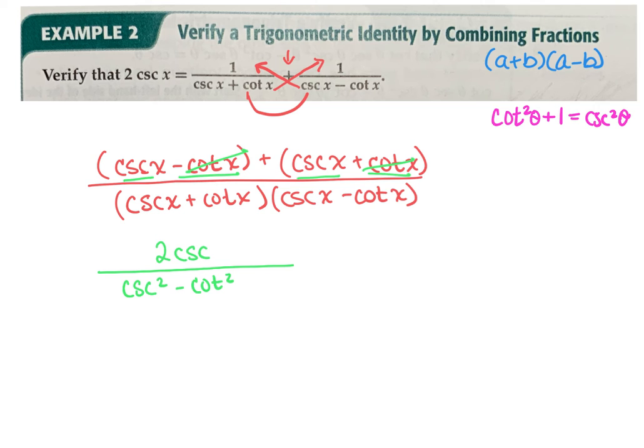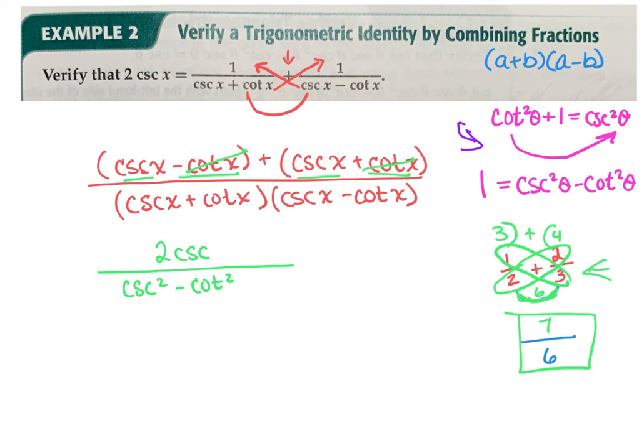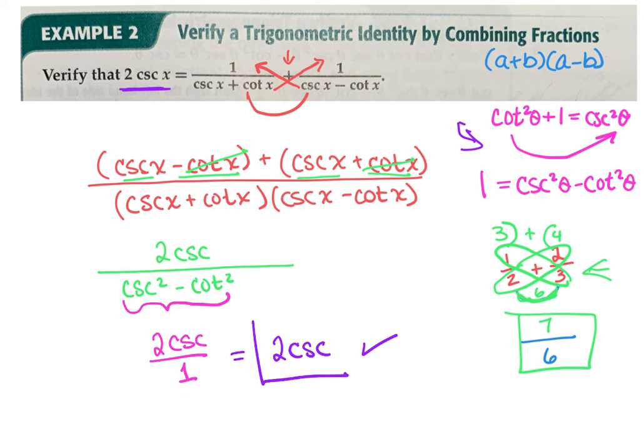So how do I get cosecant squared minus cotangent squared? I need to move cotangent squared over, right? So 1 is going to equal cosecant squared minus cotangent squared. Everybody see that? I just moved it over. So what can I replace cosecant squared minus cotangent squared with? 1. So I have 2 cosecant over 1. What is anything over 1? It's just itself. 2 cosecant. Lo and behold, that's what I was trying to find. I have verified it.